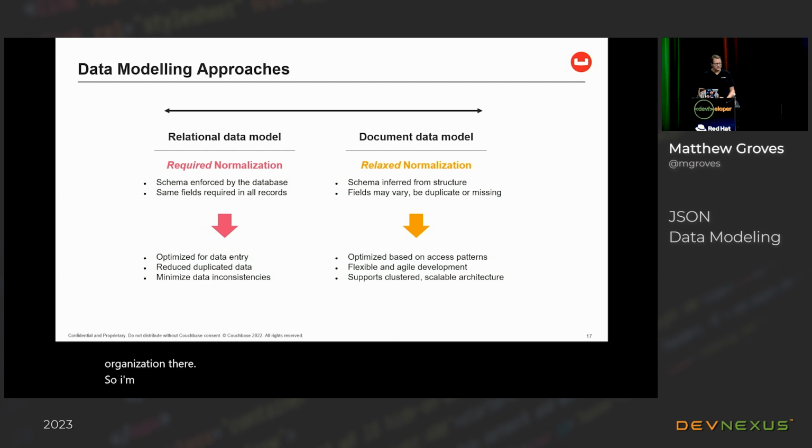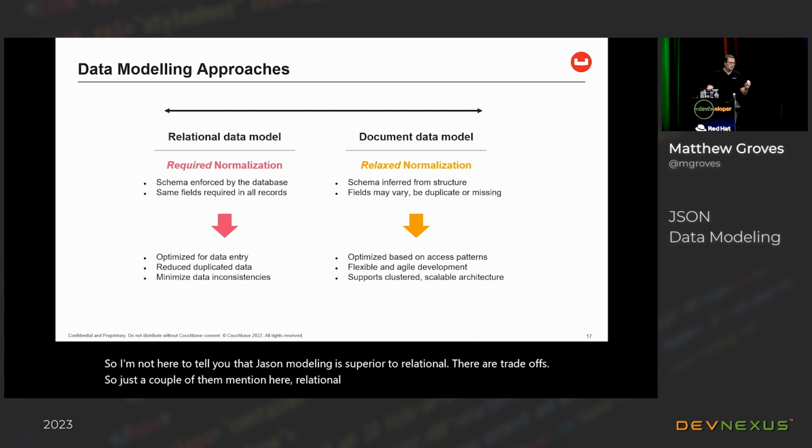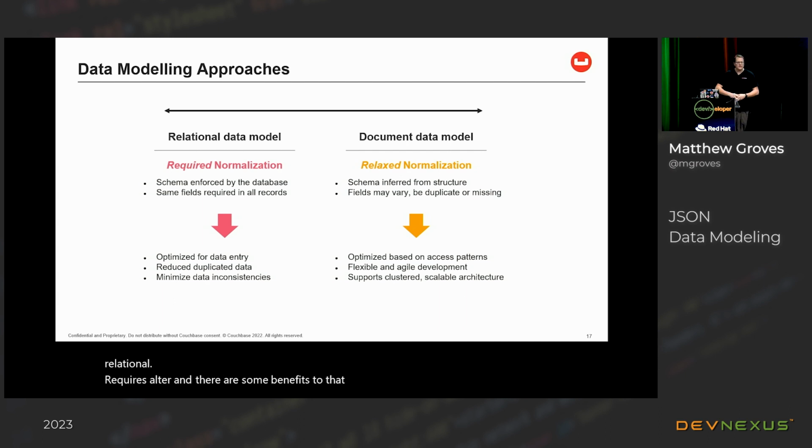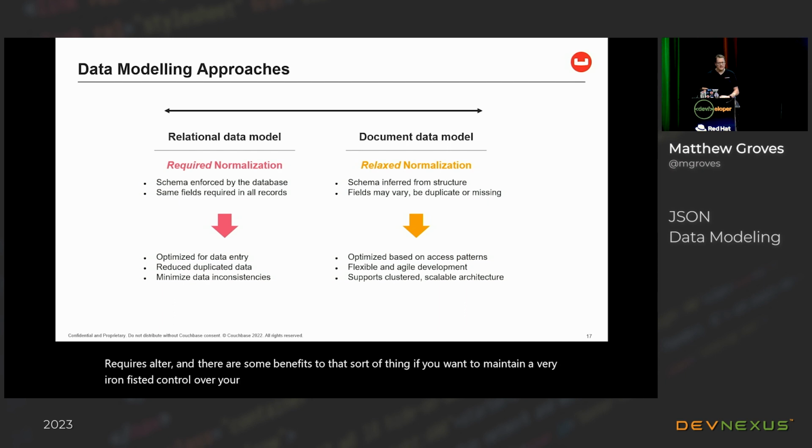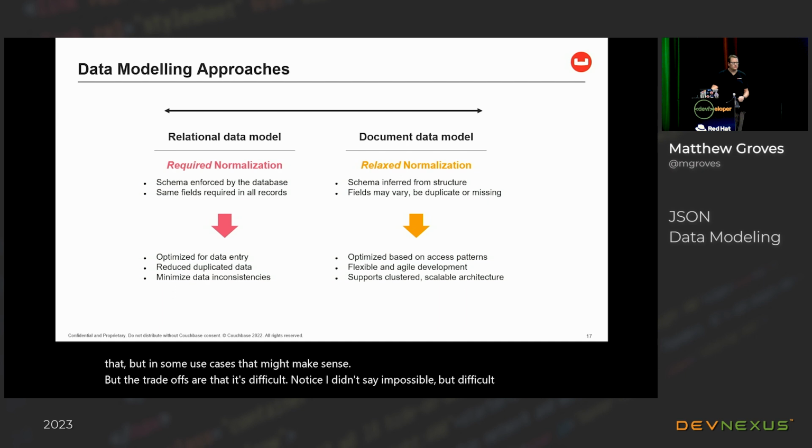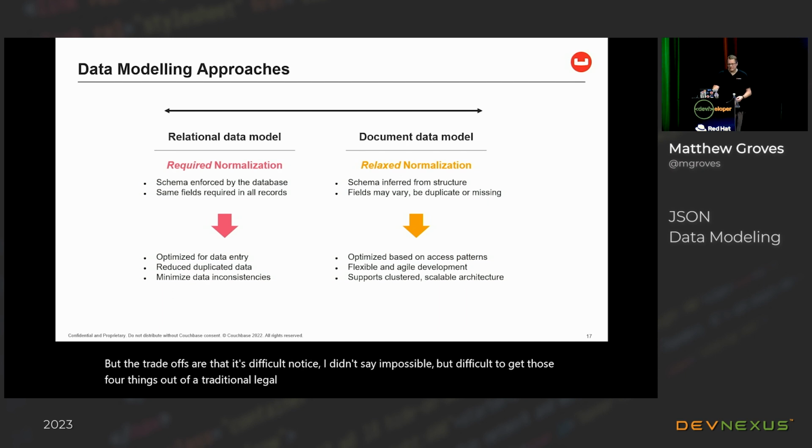So I'm not here to tell you that JSON modeling is superior to relational. There are trade-offs. So just a couple to mention here. Relational databases require normalization. It has to be in at least third normal form, right? That's the prescriptive way of modeling data in relational. It requires alter. And there's some benefits to that sort of thing. If you want to maintain very iron-fisted control over the shape of your data, developers may not be happy with that, but in some use cases that might make sense. But the trade-offs are that it's difficult. Notice I didn't say impossible, but difficult to get those four things out of a traditional legacy relational database.